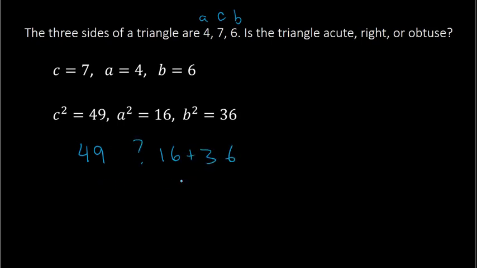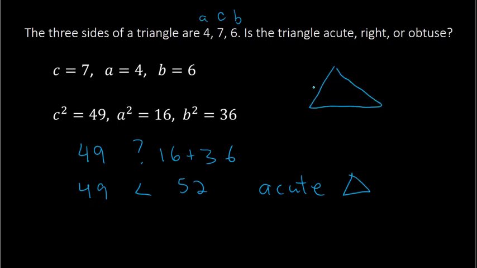Well, a squared plus b squared is 52, and then c squared is 49. 49 is smaller than 52, which means that that angle is going to be smaller than 90, which means our triangle is going to be acute. So we have an acute triangle, which would look something like that, where the side lengths are 4, 6, and 7.